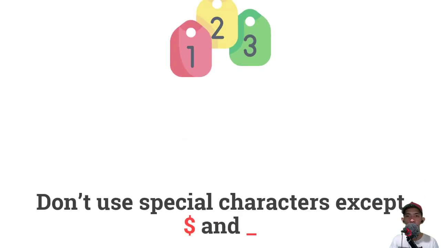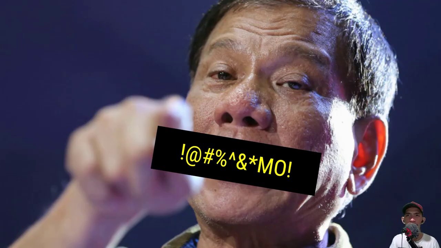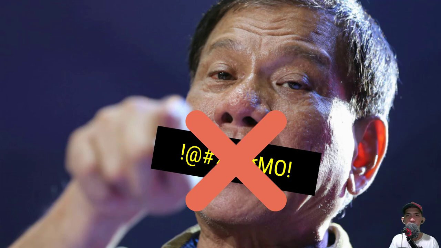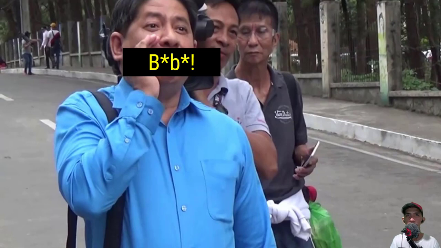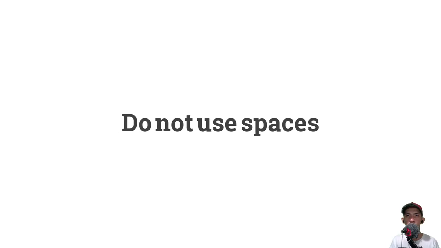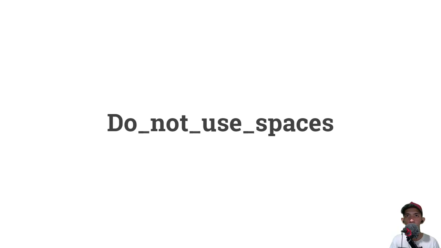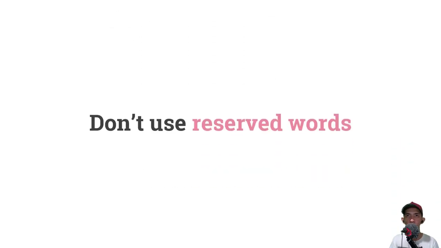Another rule is don't use special characters except syempre dun sa may $ sign and underscore. So, here are some special characters na hindi natin po pwedeng gamitin. Ayan. So, we can't use special characters sa unahan, and then kahit na yung mga nakagitna. For example, katulad niyan. So, may special characters tayo sa pagitan ni B na malaki and B na maliit. So, hindi rin natin po pwedeng gamitin yan. Next one is don't use spaces. Okay, so kung hindi nyo talaga maiwasan, pwede kayong gumamit ng underscore. Another thing is don't use reserved words.